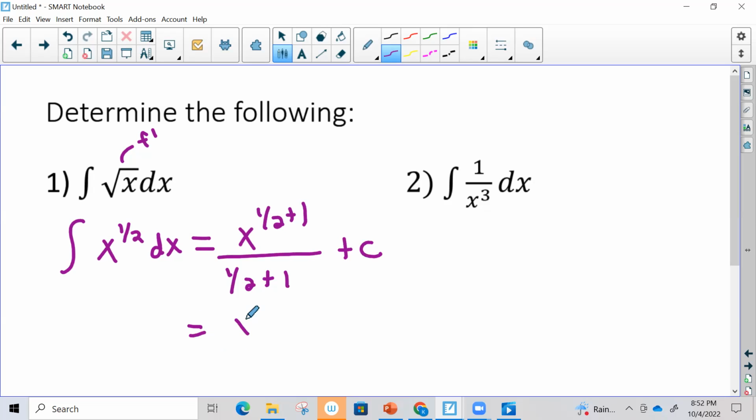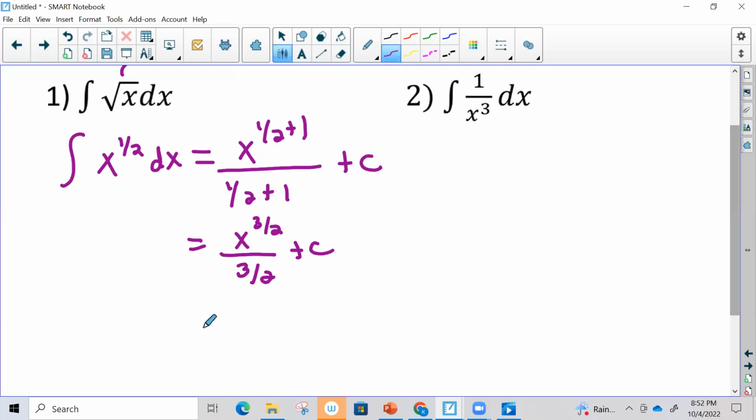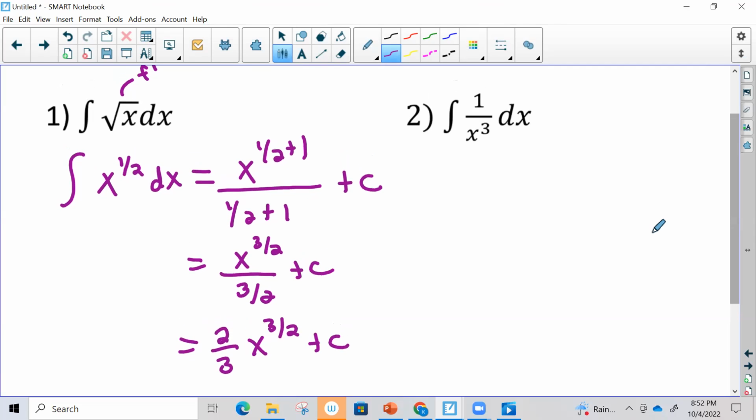So this would equal x to the 1/2 plus 1, which is 3/2, over 3/2, plus c. And if you remember from when you learned fractions, if you divide by a fraction, that's the same thing as multiplying by the reciprocal. The reciprocal is flipping the fraction. So this is the same thing as 2/3 x to the 3/2 plus c. That's how we do the square root.